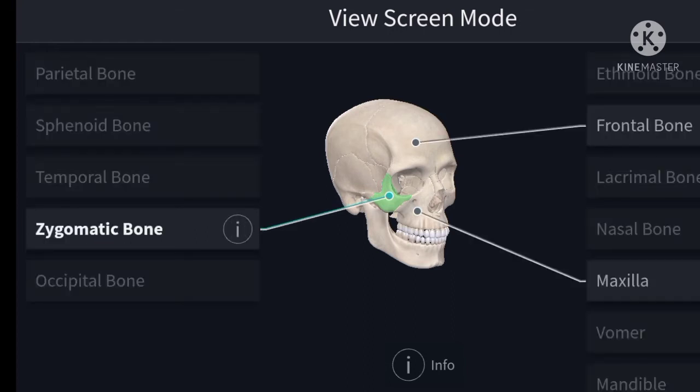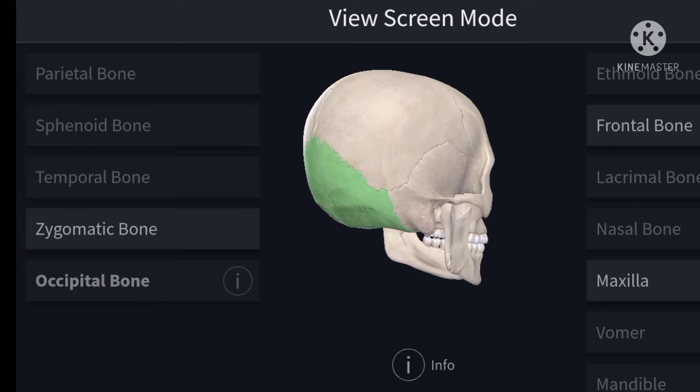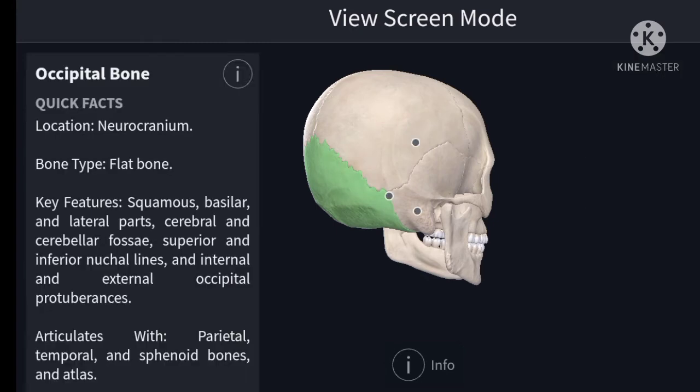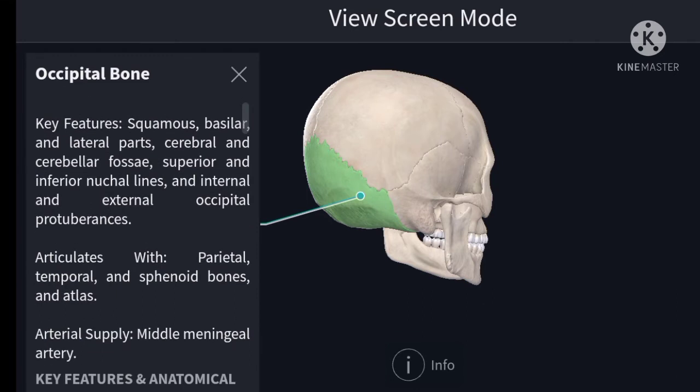Now we will talk about the occipital bone. As you can see here, this is an occipital bone and it is a type of flat bone which is located in the neurocranium. It articulates with the parietal bone, temporal bone, sphenoid bone and atlas, and it is supplied by the middle meningeal artery.